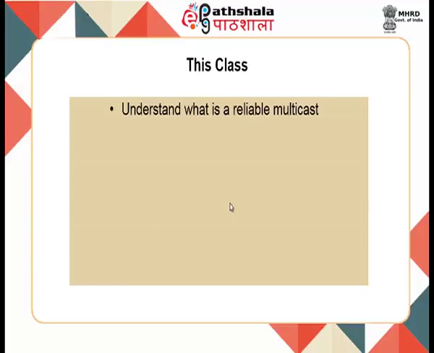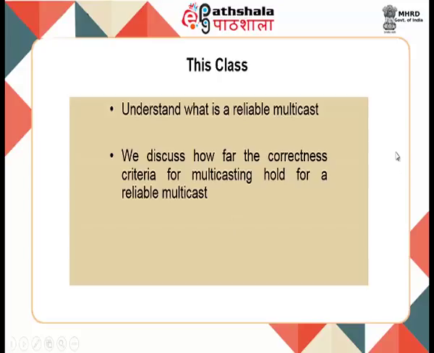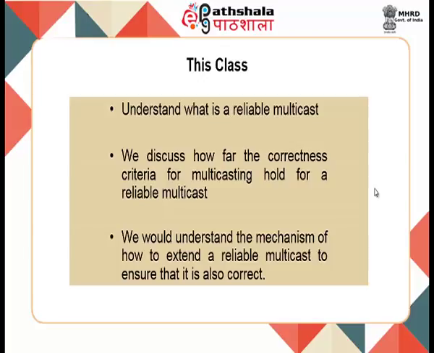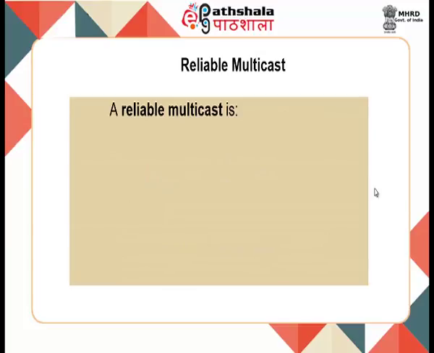In this class, we will understand the concept of reliable multicast, and then we will discuss how far the correctness criteria that we defined in the last class are applicable, obeyed by a reliable multicast, and then we will go ahead and understand how correctness can be made a part of a reliable multicast. First let us define a reliable multicast.